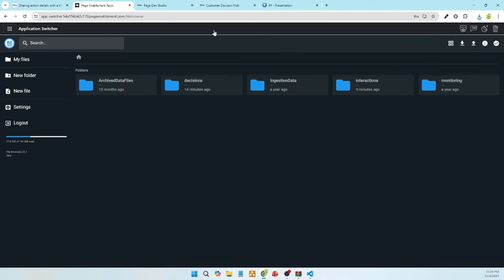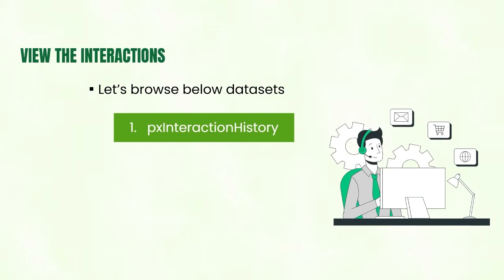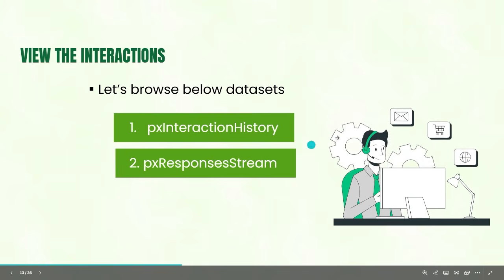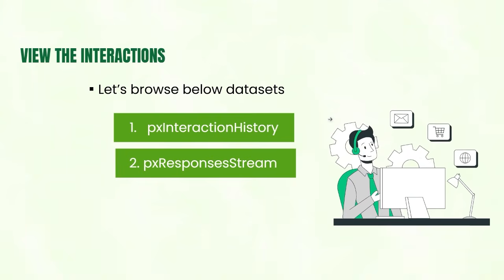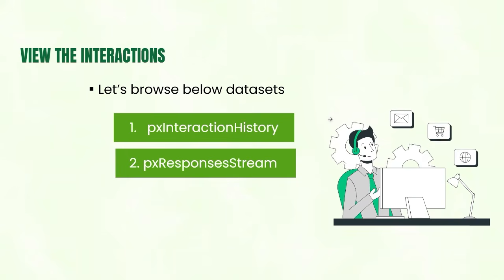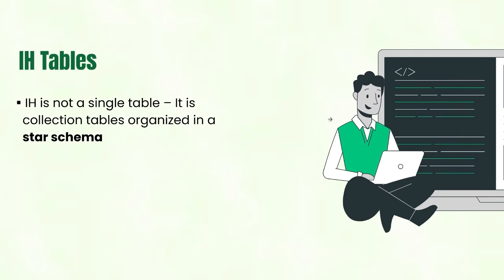So we have seen the interactions by using PX interaction history. And for PX interaction history, we also know that it gets the data from the database table, not from the file repository, whereas the PX responses stream gets the data from the stream. Now in our next video, we will introduce the architecture of IH database tables.